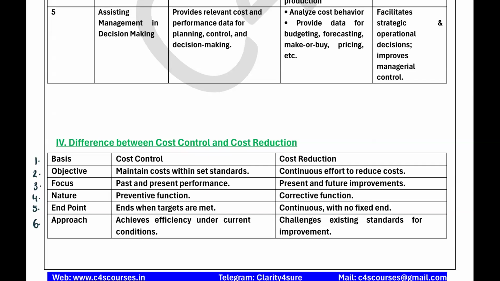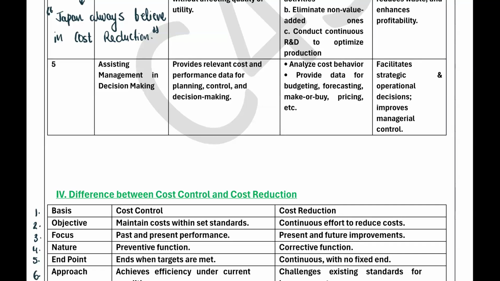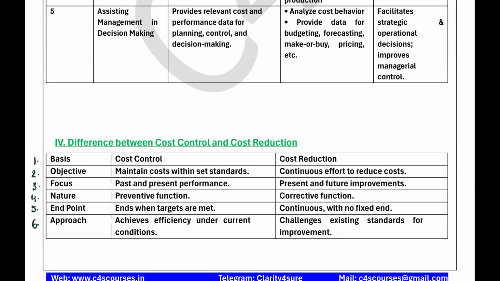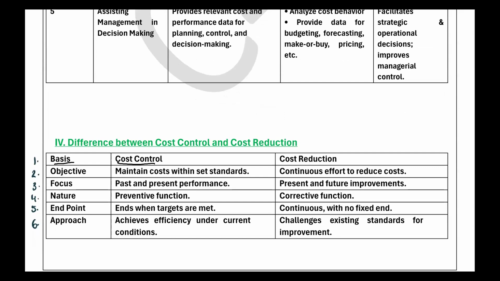So what is the difference between cost control and cost reduction? There are some differences that you need to know, not 6, it's basically 5. The first one is the basis. You need to know what the objective of cost control is. Why has cost control been made? It is to maintain cost within a set standard. Within the set standard the cost should be controlled, right?